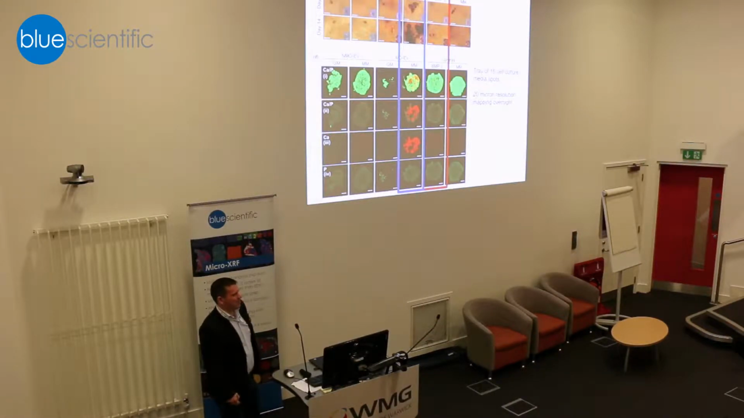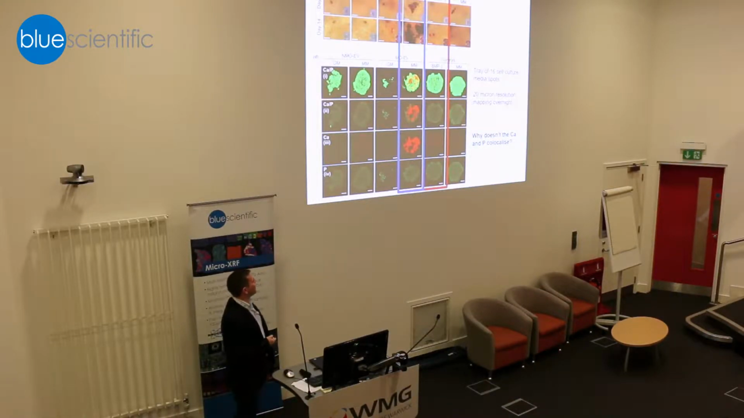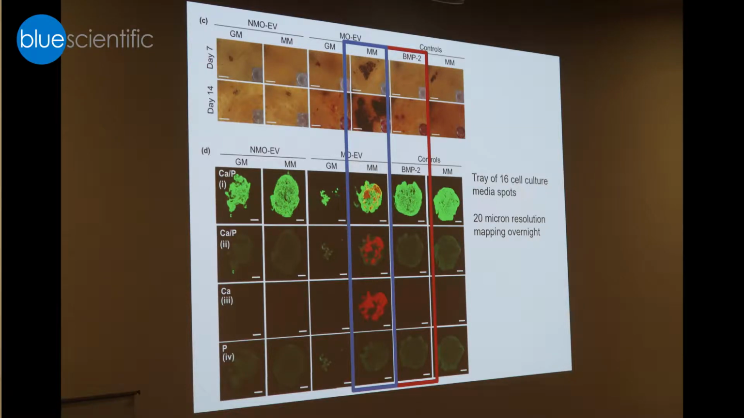So XRF actually opened up a bit of a Pandora's box for us in terms of bone formation, and kickstarted another 3 years of work. So why didn't the calcium and the phosphate co-localize? Well, XRF then gave us 3 regions of interest to look at: this calcium-rich region, this yellow region, and the phosphate-rich region in the background.